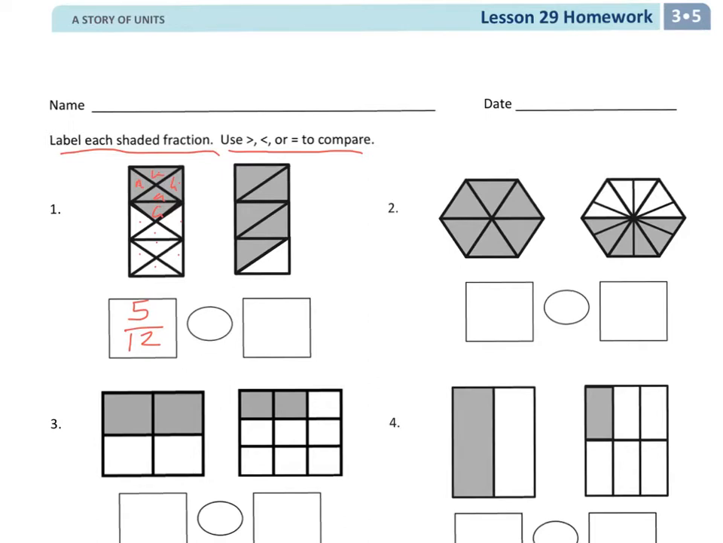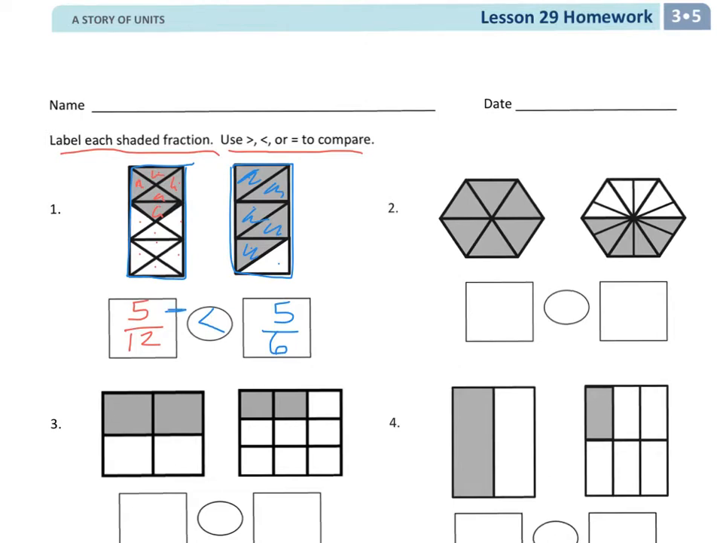When I look at the second drawing next to it, I see that it's the same size whole, which is very important when we're comparing. So now I can count the units for this one, and I have 1, 2, 3, 4, 5, 6. And now I can count the shaded pieces in here. 1, 2, 3, 4, 5. So when I look at these two now, which one is shaded more? Or which one has more of the whole shaded? And I know that it's the 5/6. So my statement is 5/12 is less than 5/6.